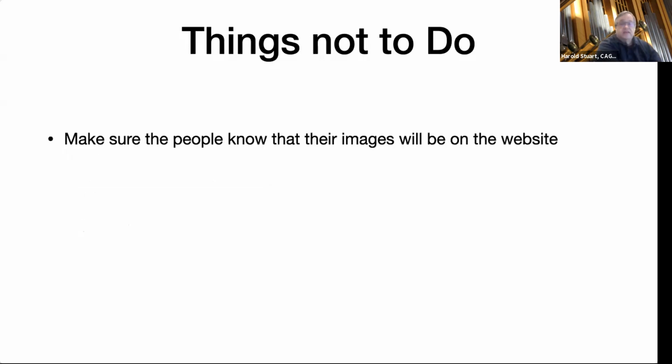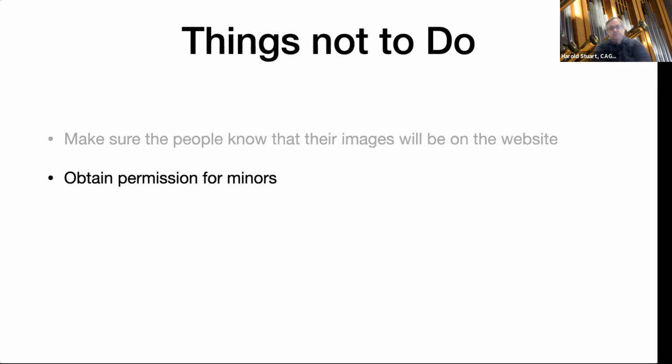Also, actually, this is a thing to do. Make sure that people know that their images will be on the website if you're at an event. You can just put it in the program or a sign at the door that says, you know, we're going to be posting pictures of this event. And if you don't really like that, you might want to come and talk to the photographer or somebody so that they'll avoid you. You want to obtain permission from minors to be on your website.